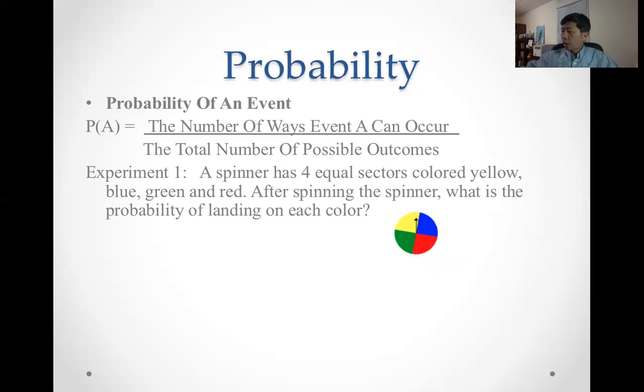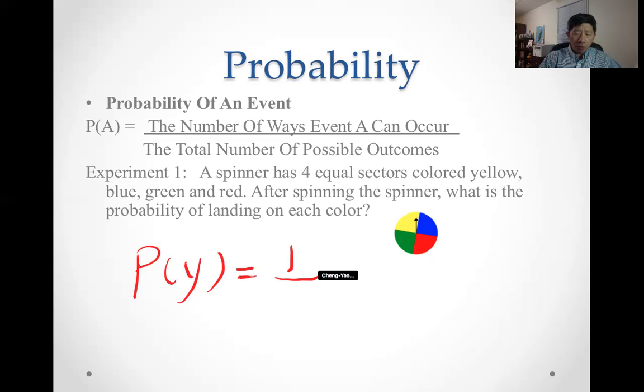So the probability, let's say yellow, okay, probability of yellow, which is equal to 1 chance for the event out of the total, which is 4. So 1/4 for yellow, okay?